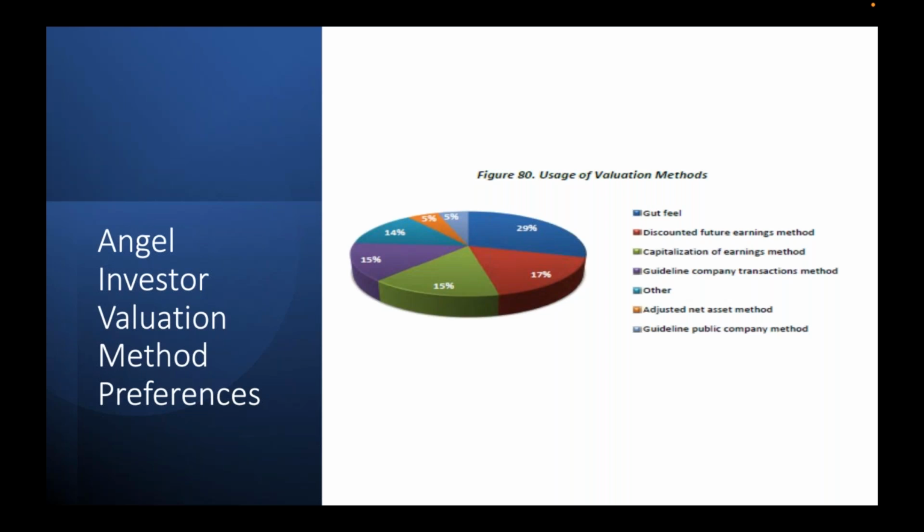So these angel investors again were surveyed, and here we see again that roughly a third based their valuation on gut feel. Beyond that, they use discounted future earnings or discounted cash flow, capitalization of earnings, guideline transaction method, kind of a typical array, but gut feel, of course, is the most interesting outcome. Next slide.